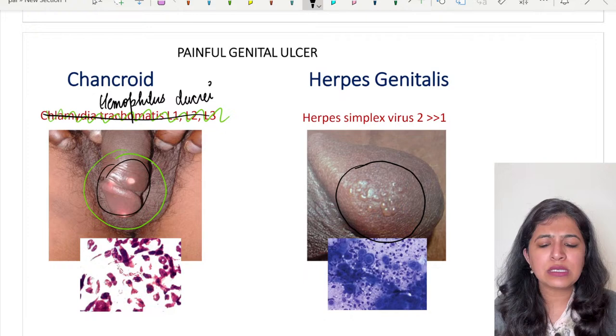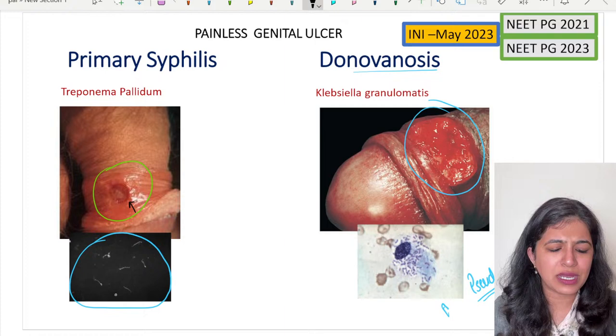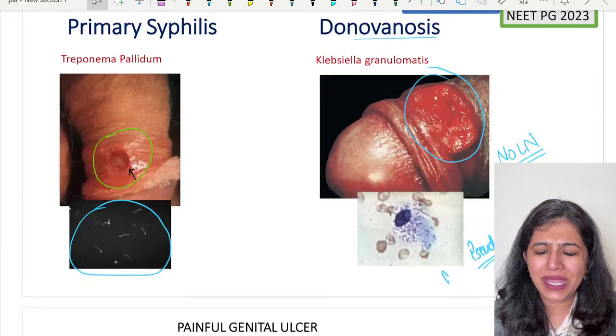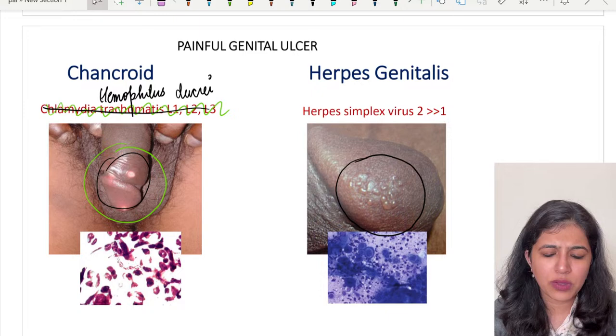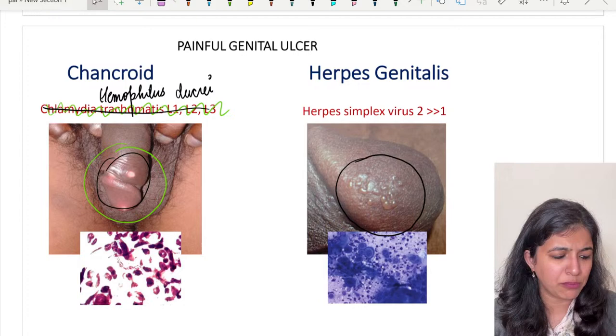Can you now differentiate between the genital ulcers? Look at the image. Syphilis will be a single beautiful round ulcer with a clean surface. Donovanosis will be a big, beefy red ulcer. Chancroid will have a yellow look, while herpes will be vesicles. So is that clear to you all? Very important to be able to identify the ulcer images. Very, very important.